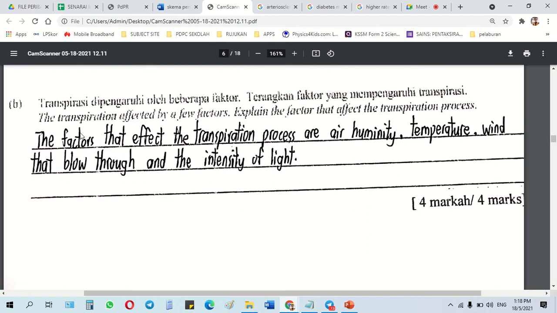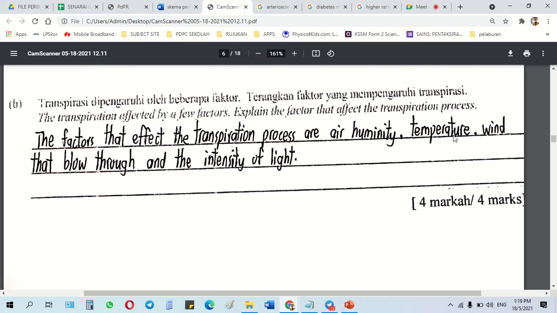Okay. B. The transpiration affected by a few factors. Explain the factors that affect the transpiration process. So you must mention the factors and then you must explain. Such as, okay, yang ni bagi tahu air humidity. Actually air humidity, saya bagi betul lah ni. Air humidity, temperature, wind that blows through the intensity of light. So ni hanya ada boleh bagi 2 markah lah, sebab you must mention 2 factors and then you must explain these 2 factors. So ni tak ada explain. Okay, so saya boleh bagi the maximum 2 marks sahaja.